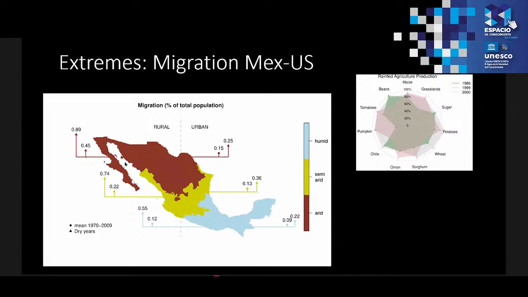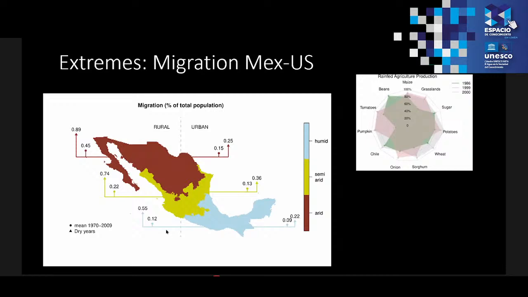And then we divided Mexico in two sections: rural environments, which is populations with less than 15,000 people, and the urban environments, so cities. And then we have a division based on background climate. So we have the arid regions of Mexico, which receive less than 500 millimeters of rain per year. We have the semi-arid, which receives between 500 and 1,000 millimeters, and then the humid, which receives more than 1,000.